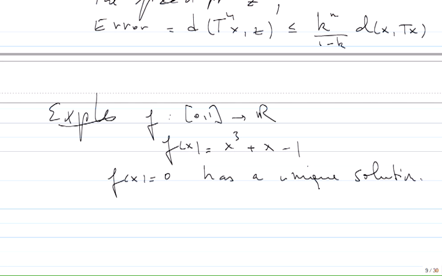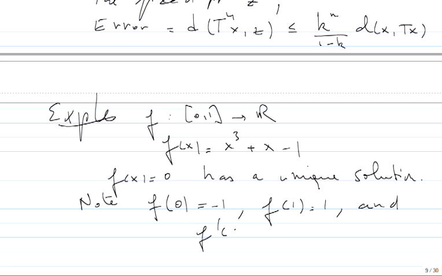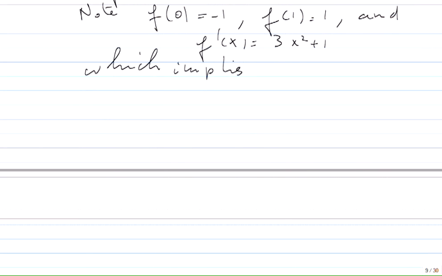Okay, but this is a cubic equation. It's very hard to solve. Is there any way we can approximate it? So first of all, note that f of 0 equals minus 1. f of 1 equals 1. And f prime of x is equal to 3x squared plus 1, which implies f prime of x is between 1 and 4.